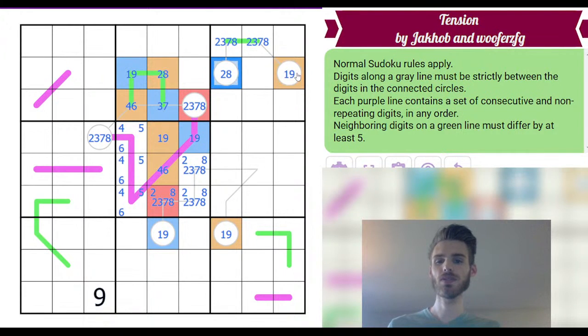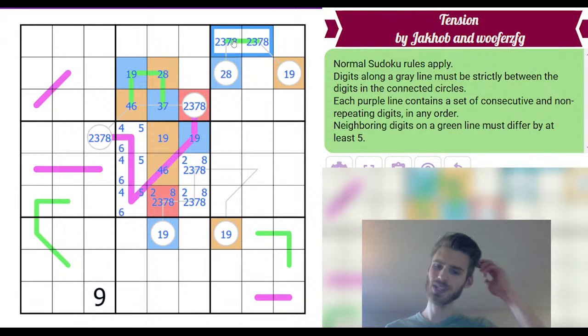So if this is a 2, 8, 1, 9, so we'll need a 3 or 7, but I'm not confident I know which 3 or 7 it needs.